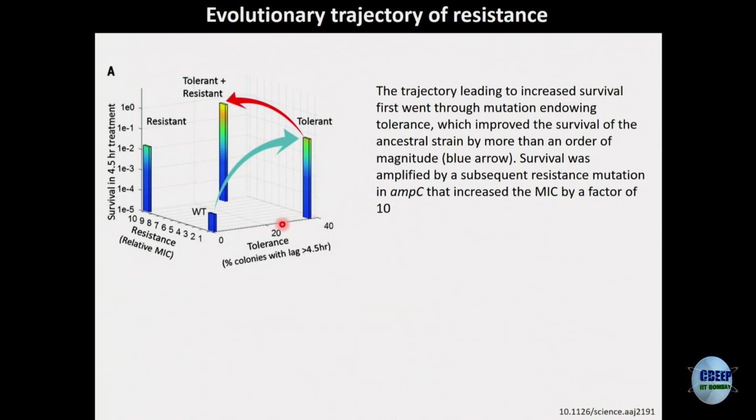The second mutation happened at the AmpC promoter region, because of which the AmpC gene started functioning. That's a beta-lactamase gene that started cleaving the beta-lactam antibiotic. This is a resistant mutation. So from persistence to tolerance to resistance.